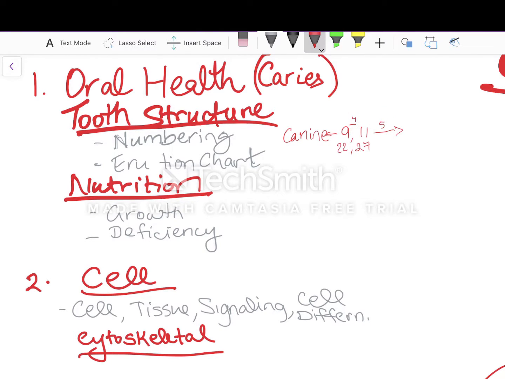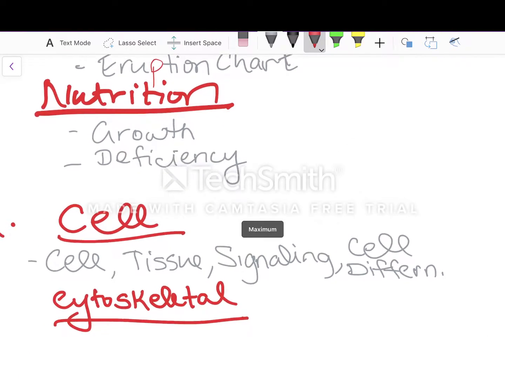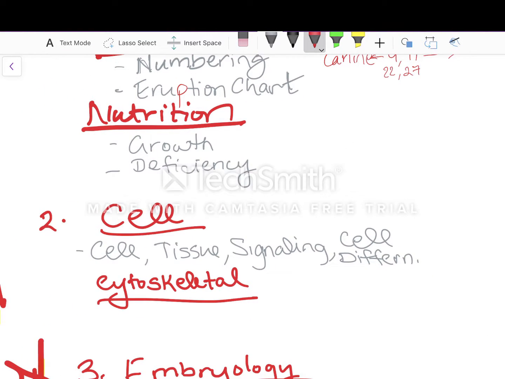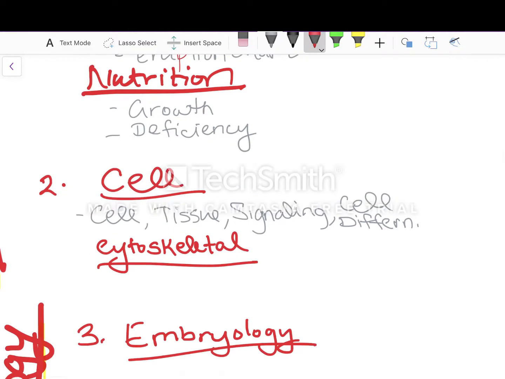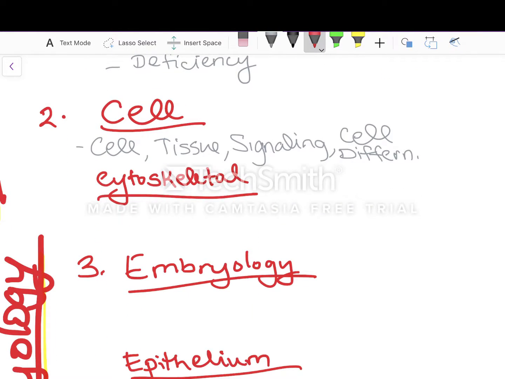Okay, after that, we will do the eruption chart, and I will post a separate video on all the tricks to remember the eruption chart. Don't worry, it's just a simple formula or simple drawings, so you don't have to worry about the eruption chart. Next comes growth and deficiencies. So it's just human growth and which nutritional deficiencies cause certain types of abnormalities or dental anomalies, or caries, simplistically. And then we will talk about basic cell bio.